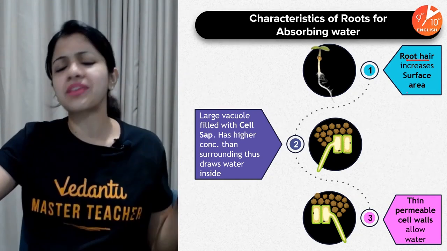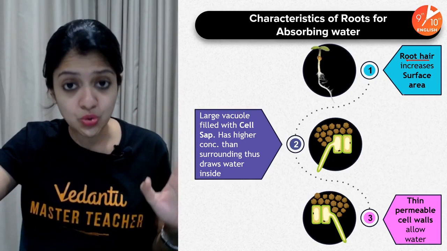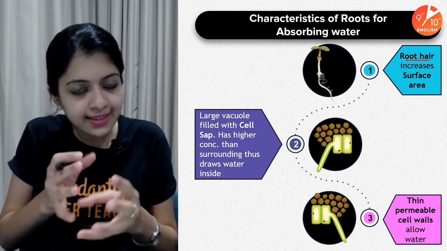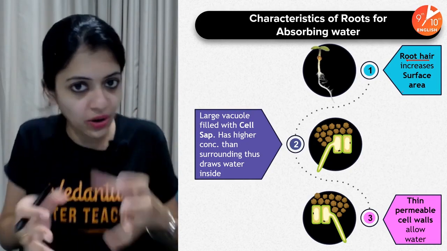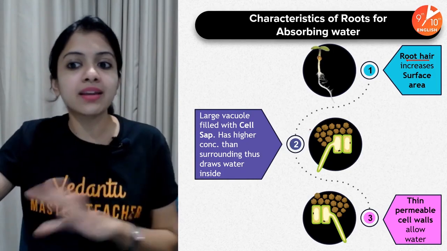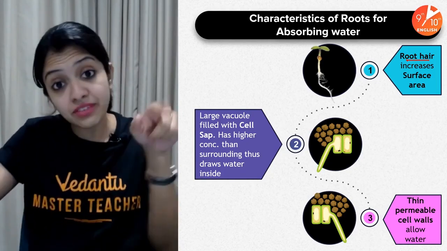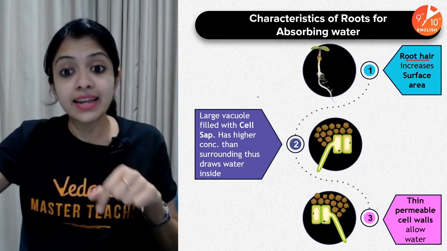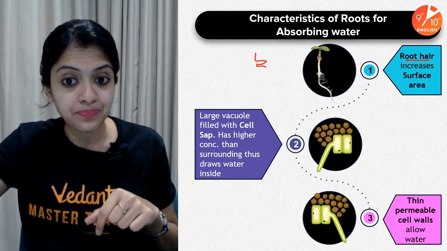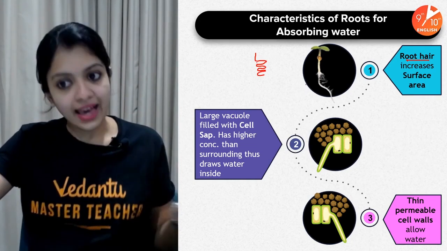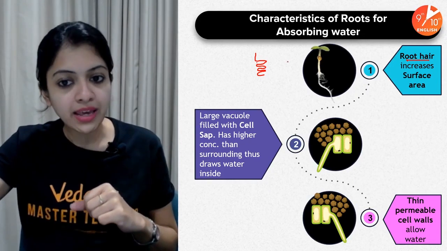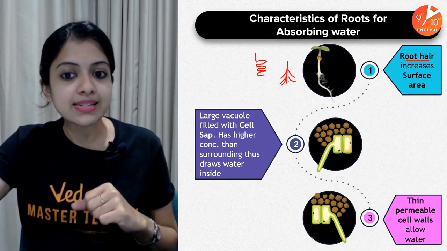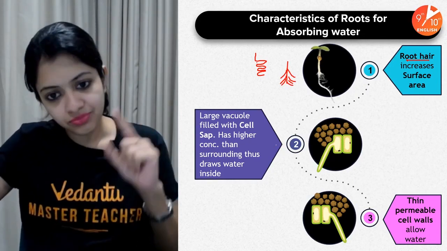Okay, it greatly increases the surface area which is exposed to everything that's lying around the roots within the soil. So root hair greatly increases the surface area, just like villi inside our intestines greatly increase the surface area. Likewise, root hair in a plant body greatly increases the surface area exposed.